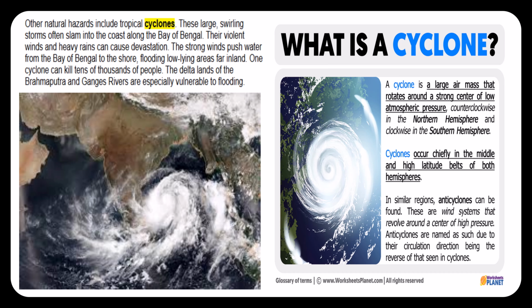Question 25. What is a cyclone? Well, you can either pick this definition, large swirling storms, or over here you can say it is a large air mass that rotates around a strong center of low atmospheric pressure. And it's interesting that it's counterclockwise in our northern hemisphere and clockwise in the southern hemisphere. And you can see the cyclones occur mainly in the middle and high latitude belts of both hemispheres.